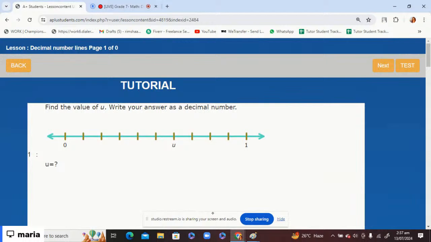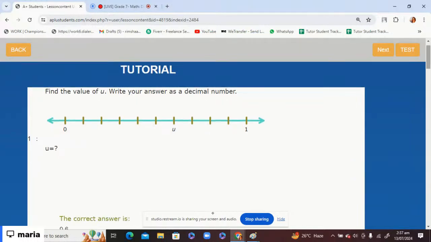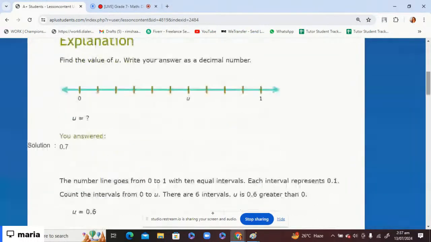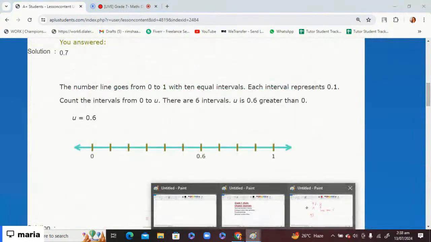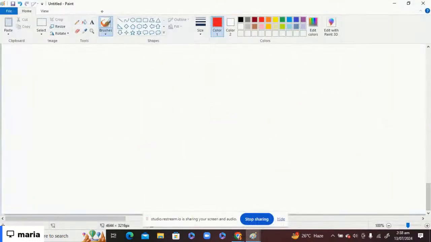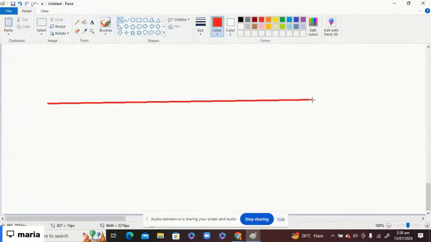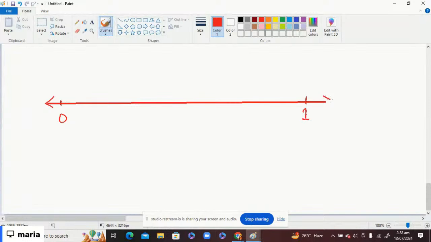Find the value of u and write your answer as a decimal number. So here is a very basic example. If, for example, here is a number line, and it starts from 0 and ends at 1. So what are the numbers here?